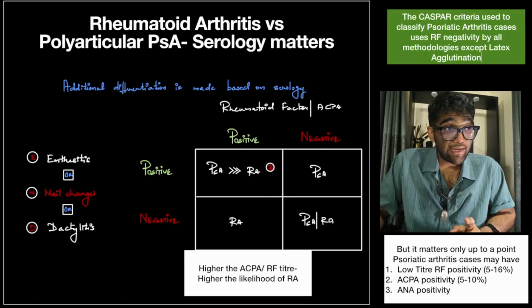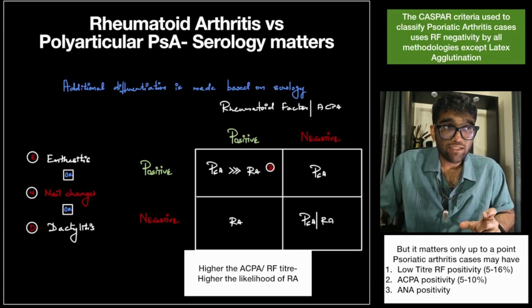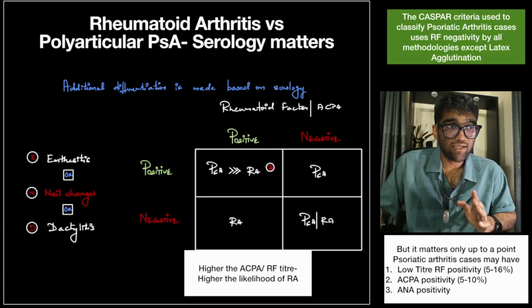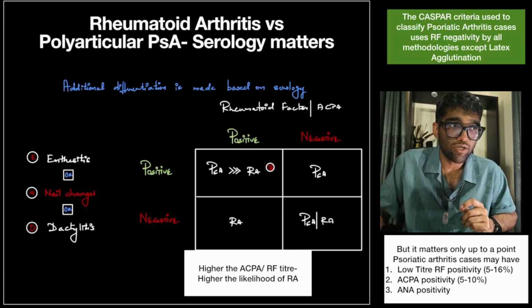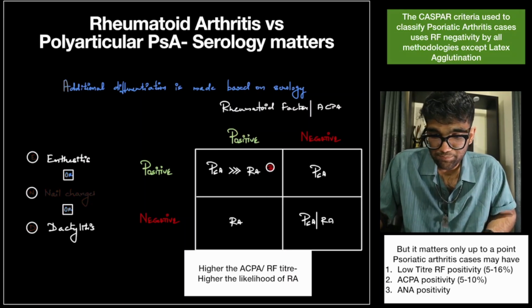Now, importantly, the CASPAR criteria that is used to classify patients as having psoriatic arthritis gives weightage to RF negativity, and that RF negativity implies that you should not have measured the RF by latex agglutination. This is an important caveat to that classification criteria.